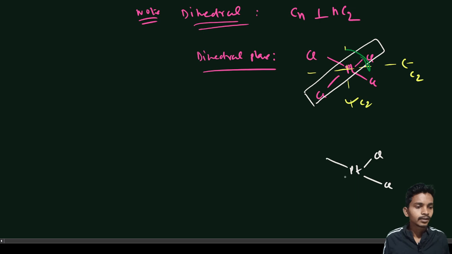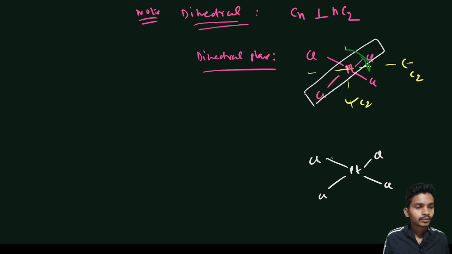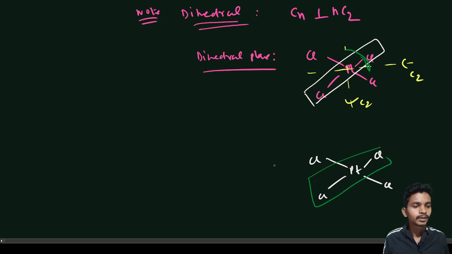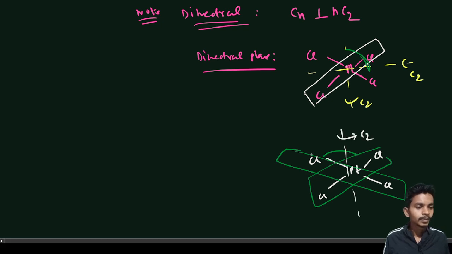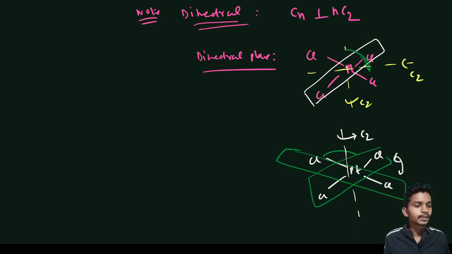The same can be explained in another case. If I pass one plane here and another plane here, then between them there is an angle. The C2 axis passes through, bisecting the angle formed by these two planes. So these planes are called dihedral planes.